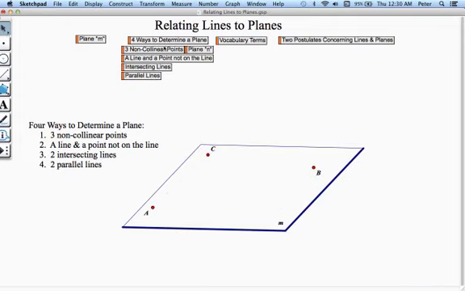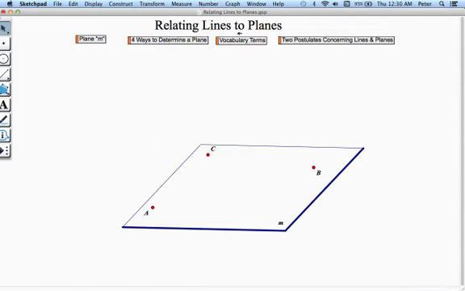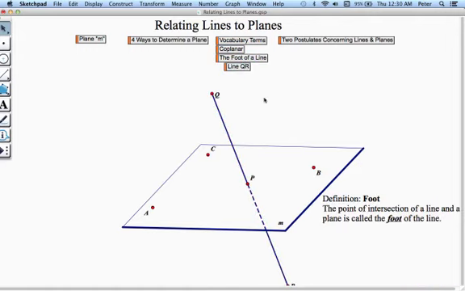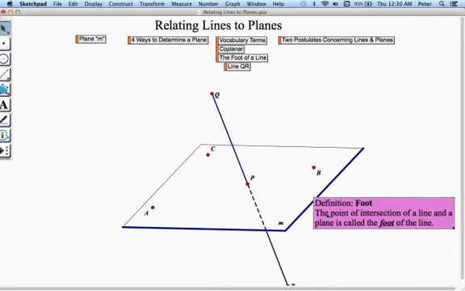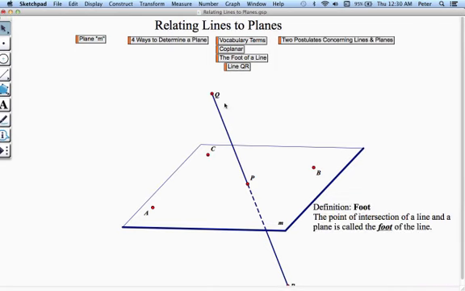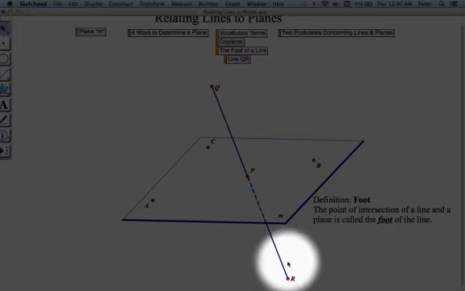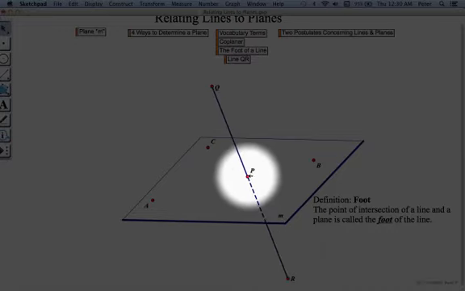Okay, let's talk a little bit about another vocabulary term, that being the foot of a line. When a line intersects a plane, it does so at a point, and that point is called the foot of the line. So in this case, line QR is intersecting plane M at point P. Point P is therefore the foot of line QR.